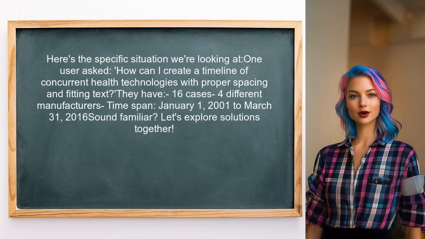Let's dive into the specific question at hand. One user asked, how can I create a timeline of concurrent health technologies with proper spacing and fitting text? They have 16 cases from 4 different manufacturers, spanning from January 1st, 2001 to March 31st, 2016. Sound familiar? If you're facing similar challenges, stick around as we explore solutions together.